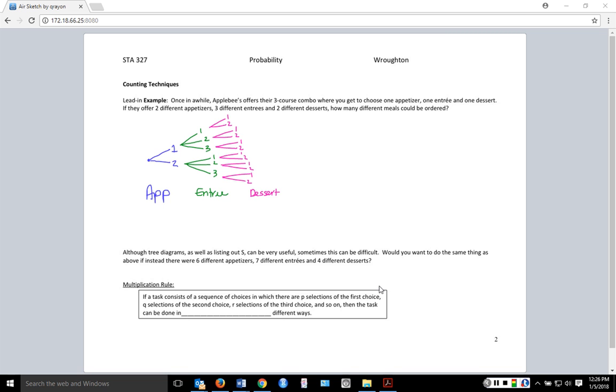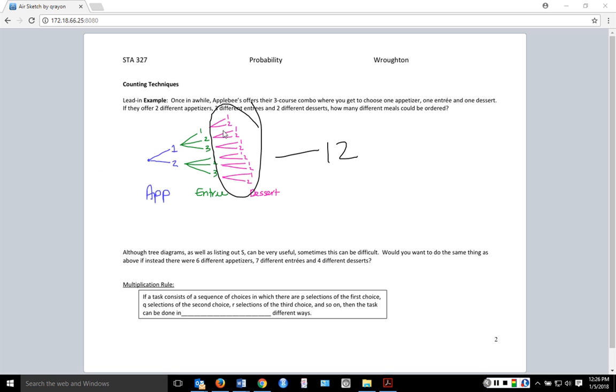So now try to figure out, well, how many total meals are there? Well, I could use appetizer 1, entree 1, dessert 1. Appetizer 1, entree 1, dessert 2. And so I'm just looking at all these different combinations. So what that turns out to be for me here is just how many total branches did I end up with here. So there's going to be 12 possible meals that I could order.